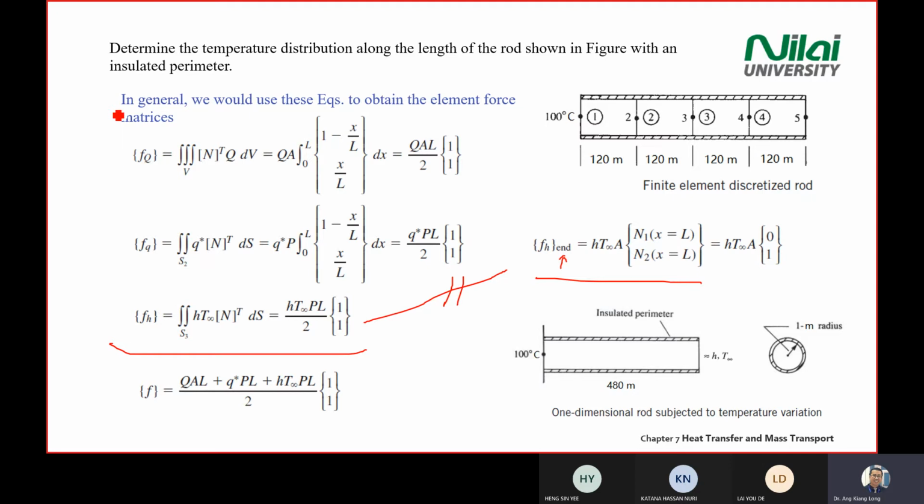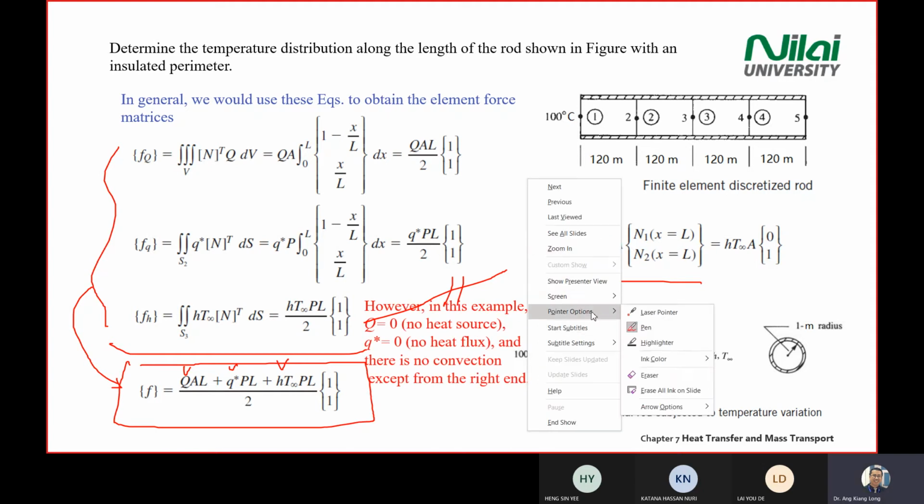So if you combine these 3, you get this one: QAL plus Q star PL plus hT infinity PL divided by 2, 1, 1. You need to use this equation when you have a Q scenario, a Q star scenario, and a convection scenario. Then you use this equation. In the later chapter, we will see how we use this equation.